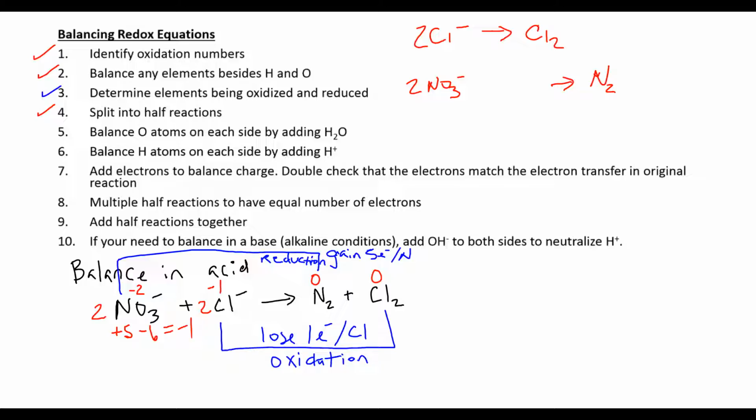The next one says balance oxygen by adding water to either side. In our first reaction, there's no water. We don't need to add anything there because we don't need to balance any oxygens. On the other hand, in our second reaction, we have 2 nitrates, and each nitrate contains 3 oxygens for a total of 6 oxygens that need to be balanced. So we will add 6 water molecules to our product side to balance the oxygen.